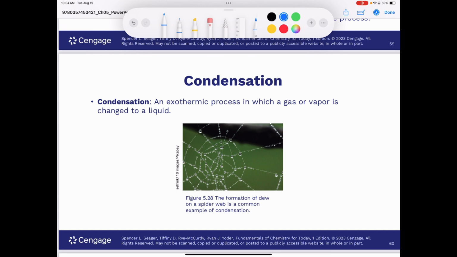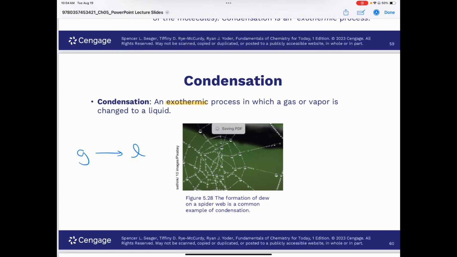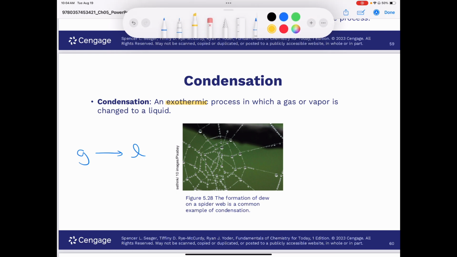Now condensation, I've already spoken about this, but you need to know that condensation is when we have a gas and it gets converted into a liquid. And again, you should also know that that is an exothermic process. So we saw that in the previous example. If you take water vapor and it condenses into liquid water on the side of a cold glass, that's one example. And I told you another example is if you've ever been burned by steam before, that is also an exothermic process that releases a lot of heat.